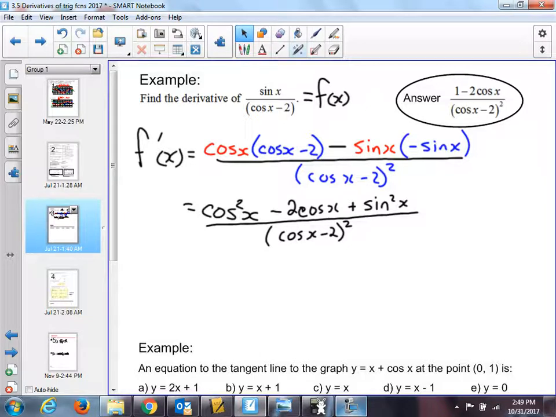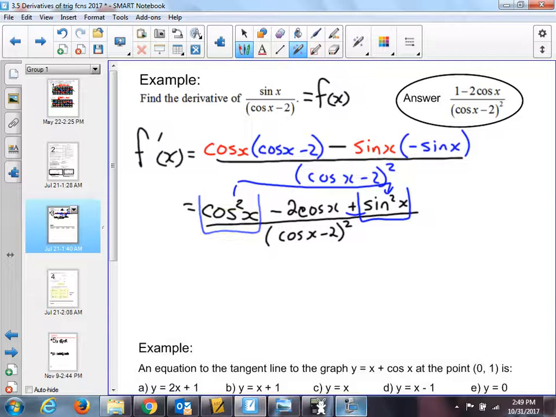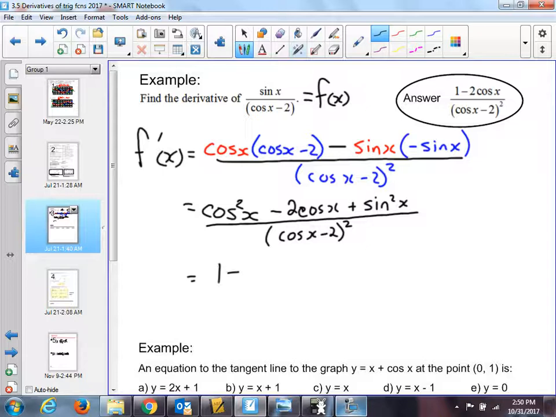Now, I mentioned before that you should know the Pythagorean identity. Just because these aren't beside each other, what's cos squared plus sine squared? 1. You see where this comes from? 1 minus... nothing happens here. Now, that 1 is portable, it's commutative. You're going to have it plus 1 at the back end, or positive 1 minus the 2 cos x. So that's where you get the answer that was desired.